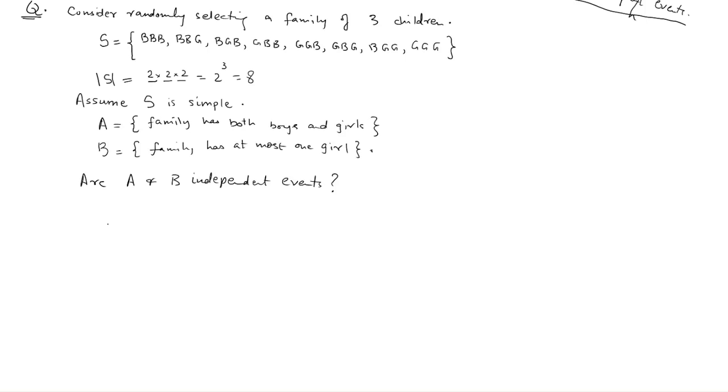How should I proceed? Let's enumerate these sets. What will they contain? In the question, I have described these sets. I haven't given you the sets. Now I want you to give me the sets. What elements are in this set? A: family has both boys and girls. Which outcomes should be in this event?